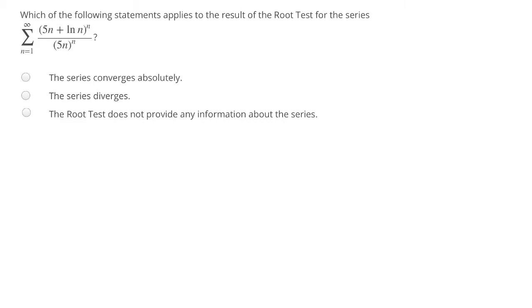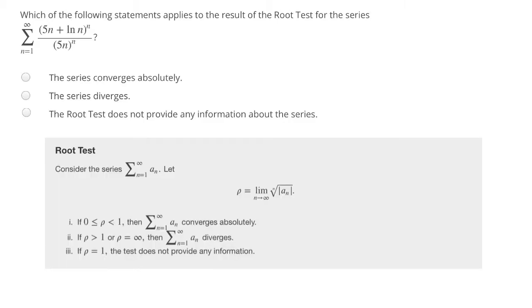So let's take a look at what the root test is actually saying. Our root test is actually pretty similar to the ratio test, at least in the conclusions, but we're looking at a slightly different limit in this case. Here we're looking at the limit as n goes off to infinity of the nth root of the nth term. And so our conclusions are really kind of the same.